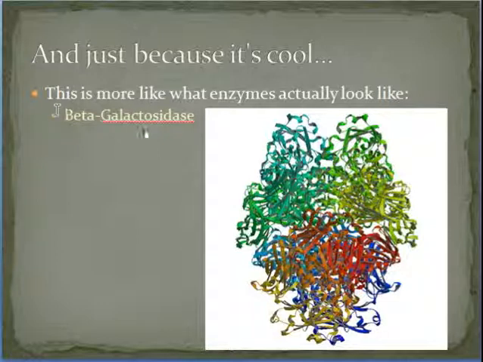And just because it's cool, I found a picture of what enzymes really actually look like. It's very colorful, but this is beta-galactosidase. And you can see all the stringy, sort of your ball of yarn. They form these little helices and these little sheets. So this is a nice, functional, folded beta-galactosidase.